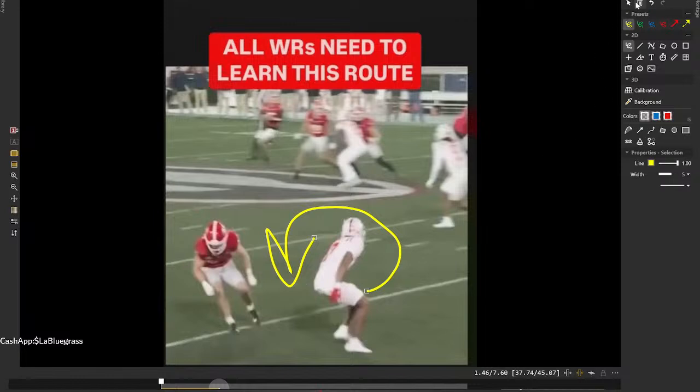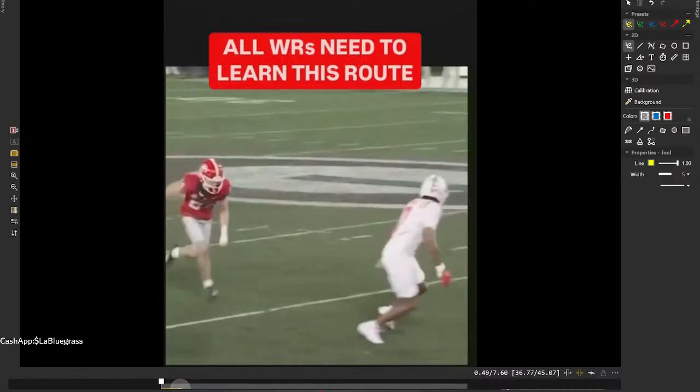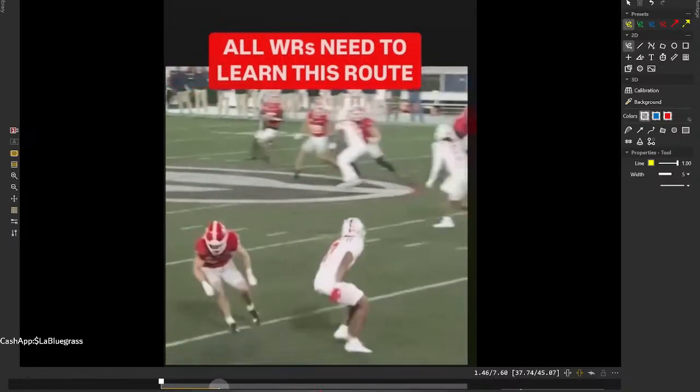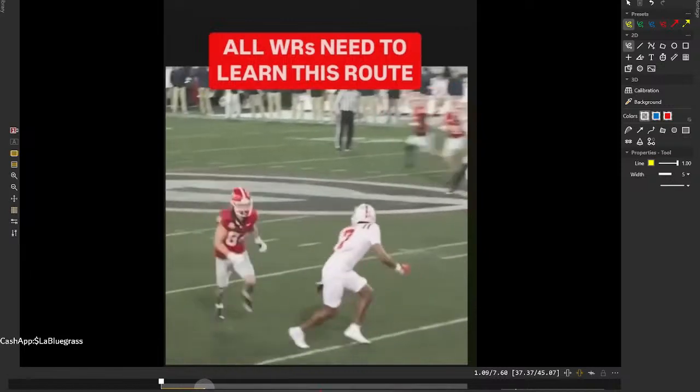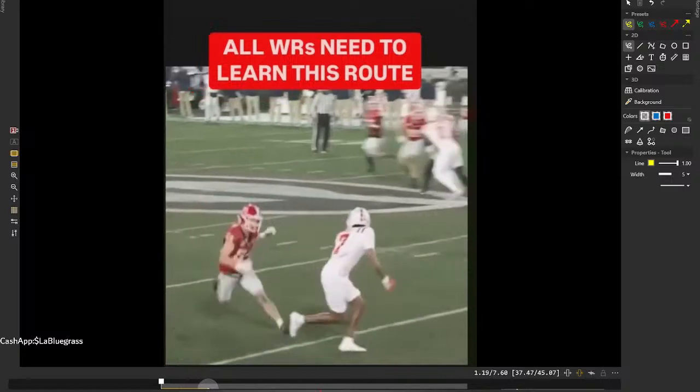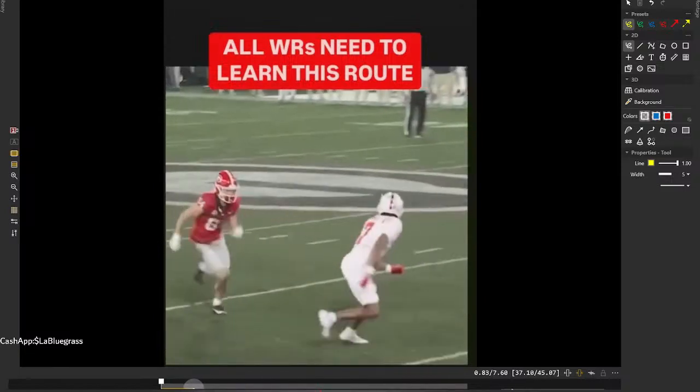So this is a complete no-no by this corner in any technique he's running. If he says, "Coach, I was playing man," well, that's bad. "Coach, we was in Cover 3," that's even worse.